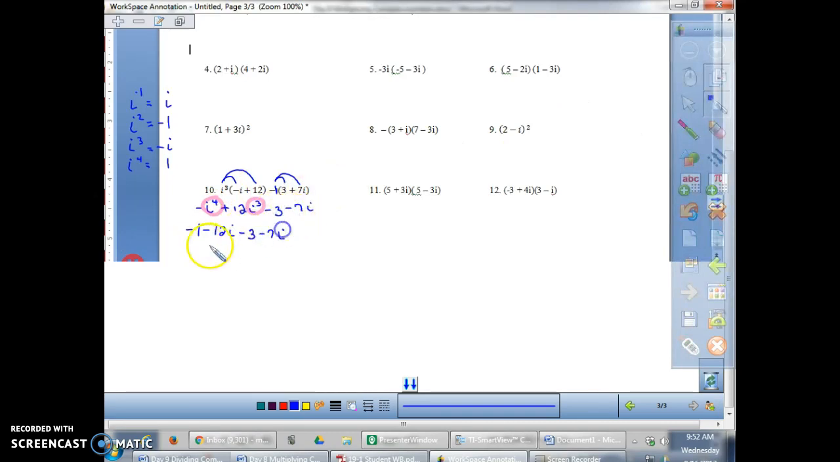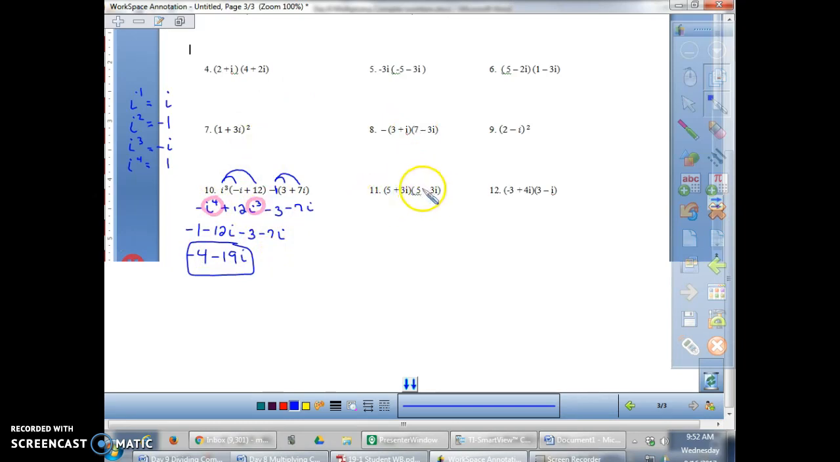So this is just back to adding and subtracting, and I'm going to match the reals with the reals. Negative 1 and negative 3 added together is negative 4. Negative 12i added to negative 7i is going to be a negative 19i. So that would be the answer to that one. That is probably just about as hard as those would get, but you may see one like that on the quiz.